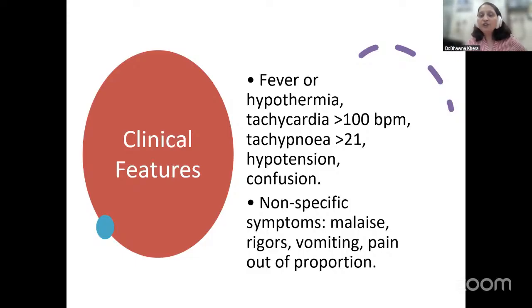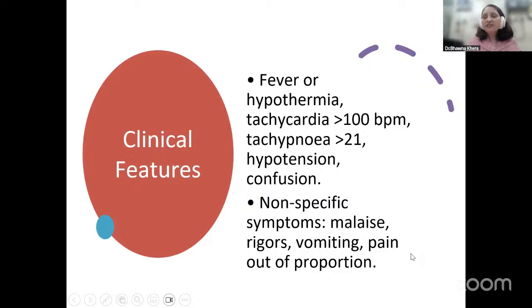Right? So fever or hypothermia. Again, it is very important to note that hypothermia is also a feature here. Tachycardia, that is more than 100 beats per minute. Tachypnea, more than 21 respirations per minute, and hypotension and confusion. Non-specific symptoms will be malaise, rigors, vomiting, pain, and pain will be out of proportion.